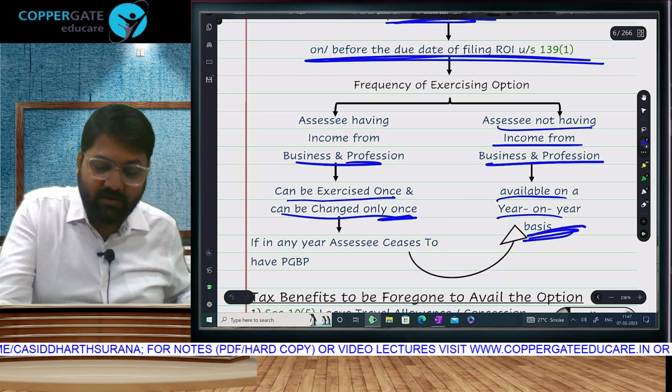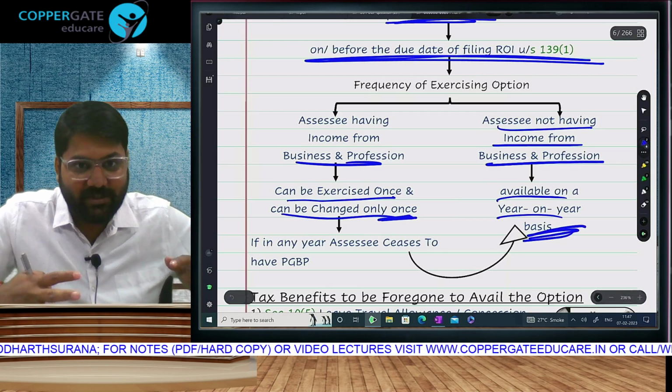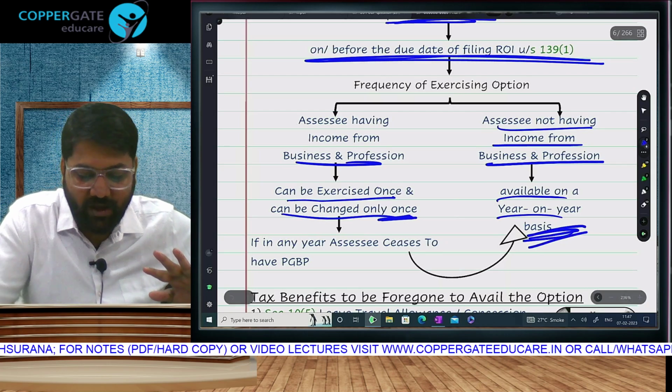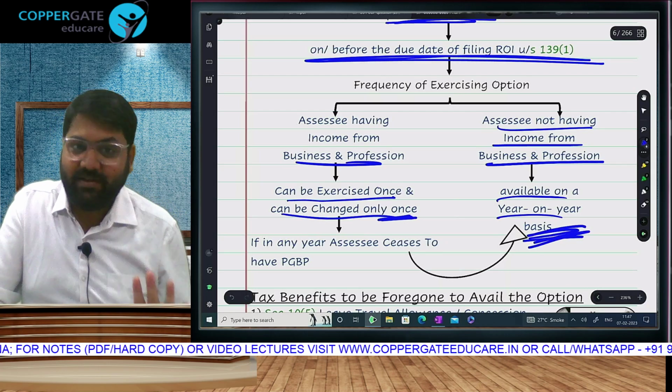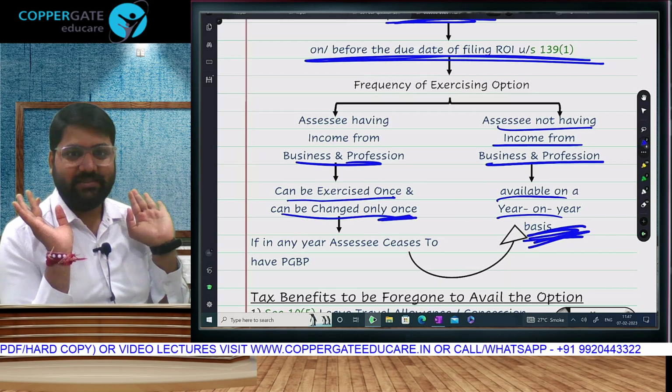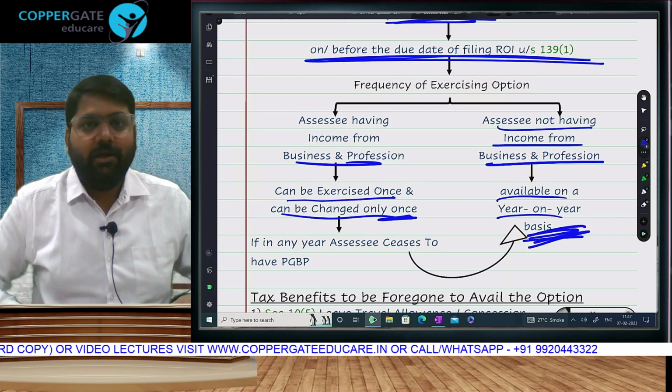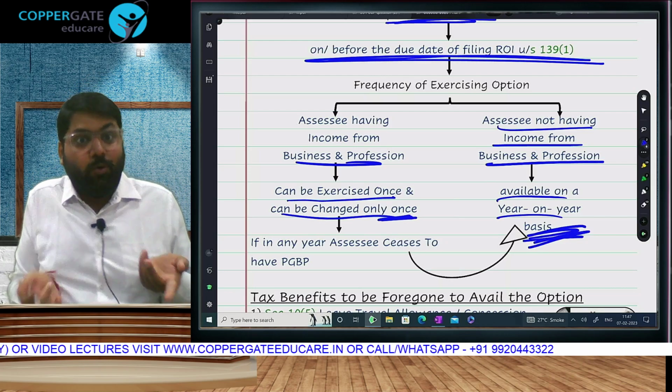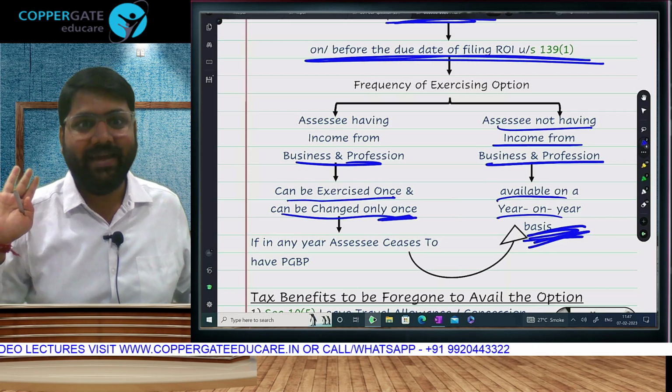They can go every year. As I said, old, new, old, new, old. You understood, no? Non-PGBP people can go every year. PGBP people can go from old to new once. Decide before the due date of return. Not comfortable in new, come back to old, but now not allowed to go back to new again.